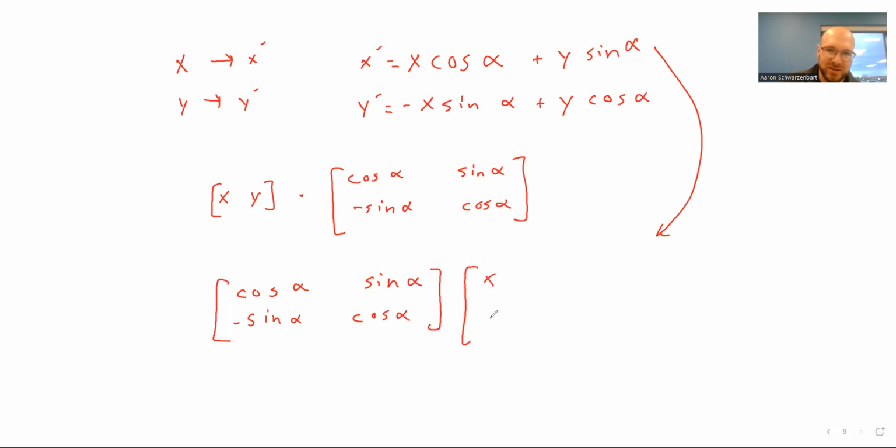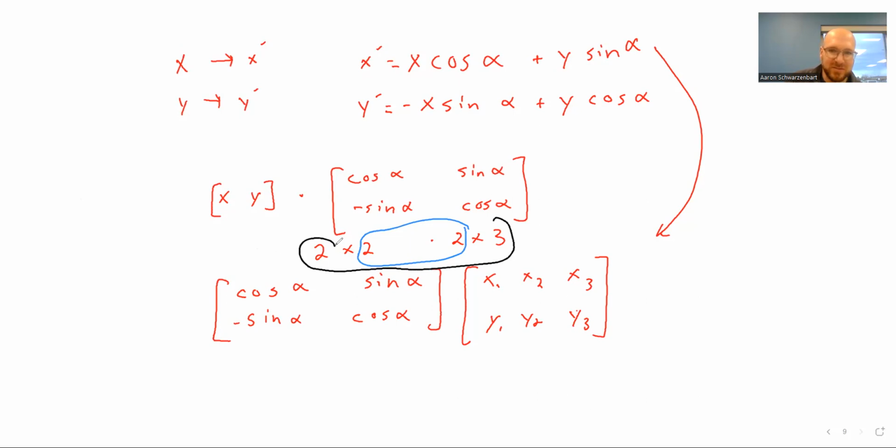If you do them this way, you can do x, y. You can do multiple points this way and get a matrix of all your points, because this is a 2 by 2 multiplied by a 2 by 3. Remember, it's always rows, columns. And those inside ones match. The result, I don't think I really mentioned this before, is 2 by 3.